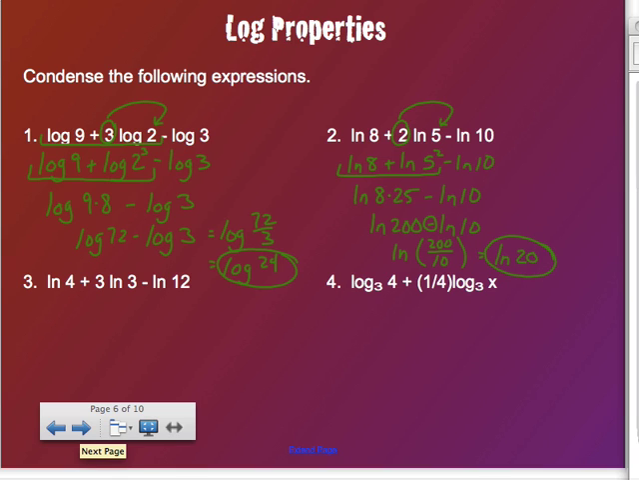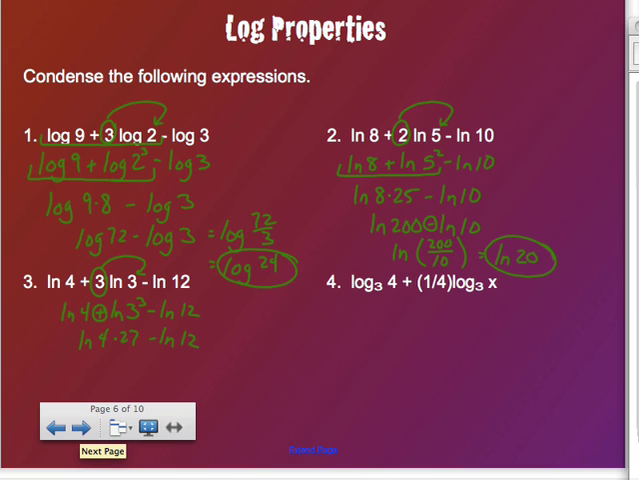Now, if you look at number 3, again, a lot of the same process here. If I see a 3 out front here, I'm going to try and put it back together. So I have the natural log of 4 plus the natural log of 3 cubed minus natural log of 12. If I do that, I really have the addition implies multiplication. And so if that's the case, I really have the natural log of 4 times 3 cubed, which is 27, minus the natural log of 12.